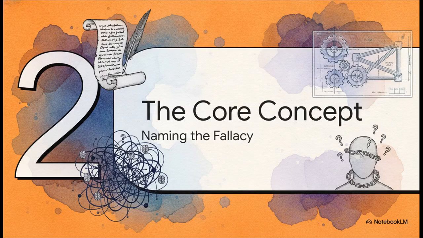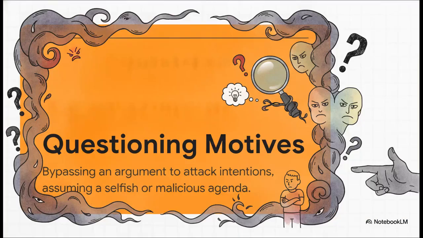Moving right along to Section 2, the core concept, naming the questioning motives fallacy. So, the crucial point is understanding the formal definition. The questioning motives fallacy happens when someone actively refuses to engage with the substance of your point, bypassing your argument entirely to attack your intentions. They automatically assume you have a hidden, selfish, or malicious agenda. They decide on the spot that you're just seeking attention, or pushing some secret angle, or acting out of insecurity. And you know what the wildest part is? They do all of this without ever actually asking you if it's true.